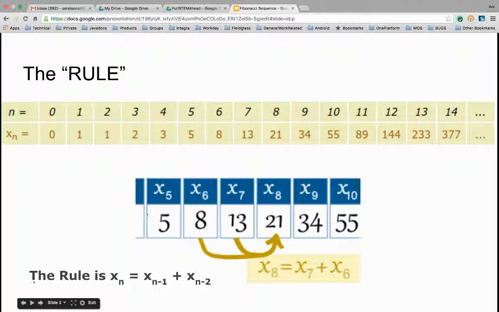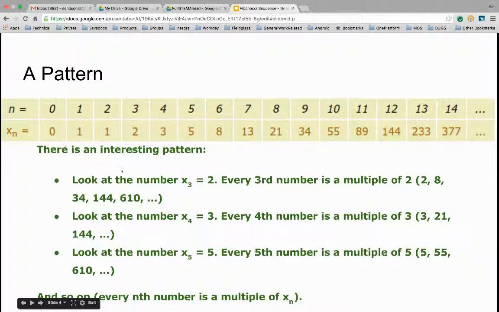A pattern. Looking at the chart, there's an interesting pattern. Look at the third term. The third term equals 2. Every third number is a multiple of 2, if you can see. The sixth term equals 8. The ninth term equals 34. The 12th term equals 144, and so on.